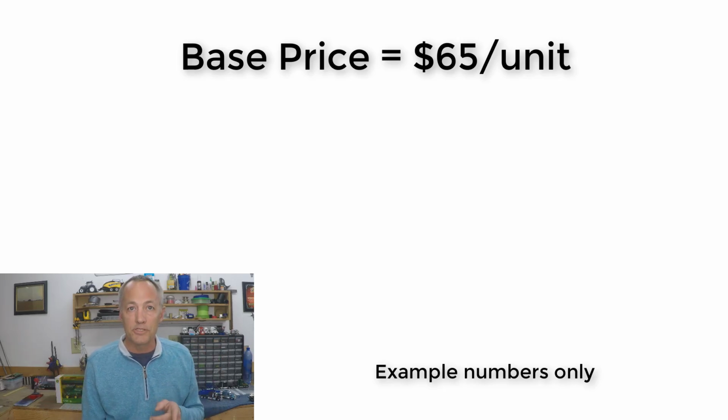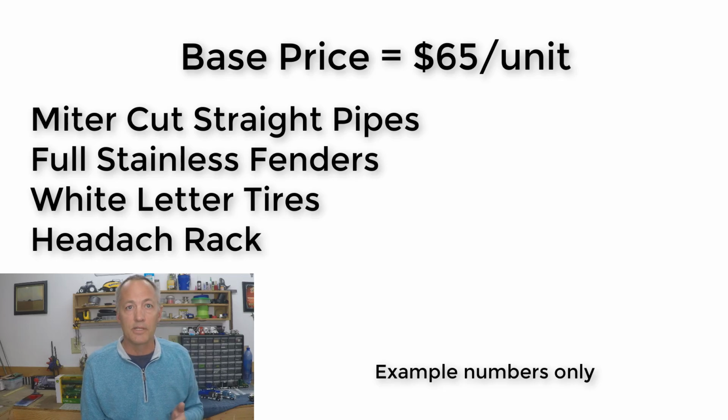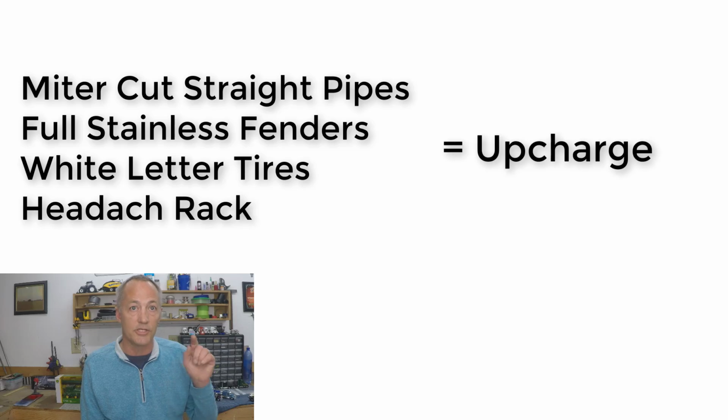Let's say you want miter cut straight pipes, full stainless fenders, white letter tires, and a headache rack. All those items are upcharges, as I just mentioned. I did a set with white letter tires and it was a $3 upcharge at that time. So it was my base cost, 65 for example, plus 3 made the truck now my cost 68. Depending on the additional parts you want, it's easy to get $80 plus. I did another truck and my cost was 82 bucks. And then I had to retail that out for additional money.